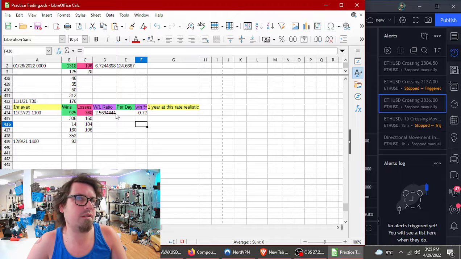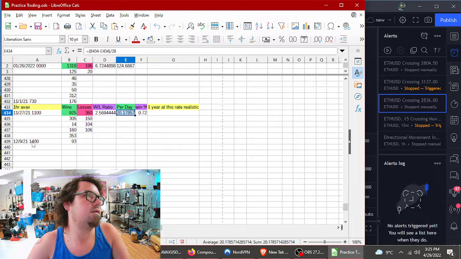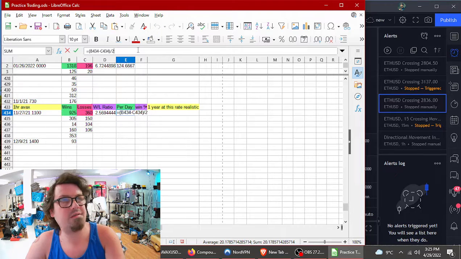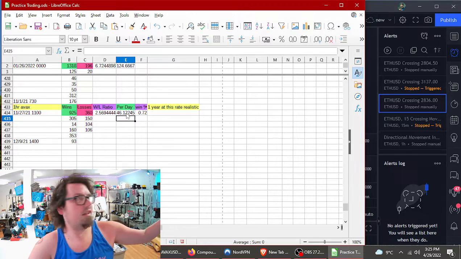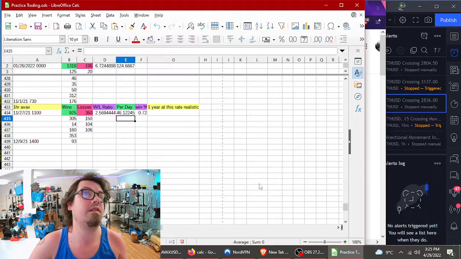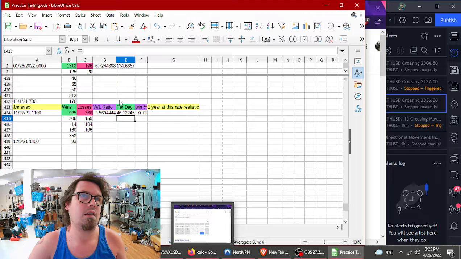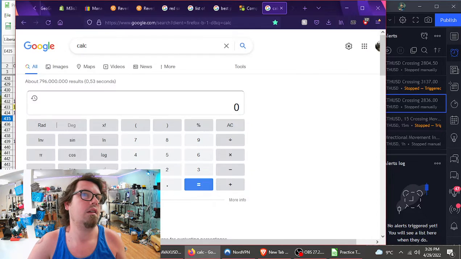Alright, I'm kind of getting used to doing this in front of a camera as well. So per day, this was over, what is that, 12 days, 12.25 days or something like that. That's 4-6% per day, which is not great. So let's figure out realistically what this would be. I can trade for about half the day. Really a little more than that. So that's 4.12 divided by half.